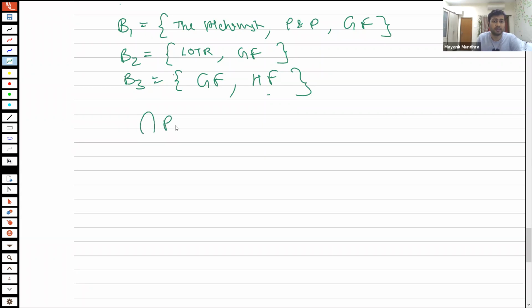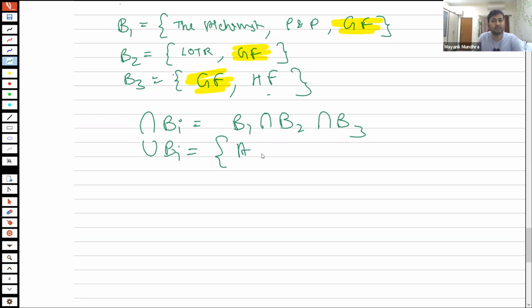So intersection of Bi is basically B1 intersection B2 intersection B3. The intersection here has just Godfather in it. Whereas union of Bi would be the sum of all the elements. So it will be Alchemist, Pride and Prejudice, Godfather, LOTR, Huckleberry Finn. These are the different books that will be included in the union of Bi. So instead of writing B1 union B2 union B3, what I do is just write union of all Bi values. That's just notational. It's nothing different really.